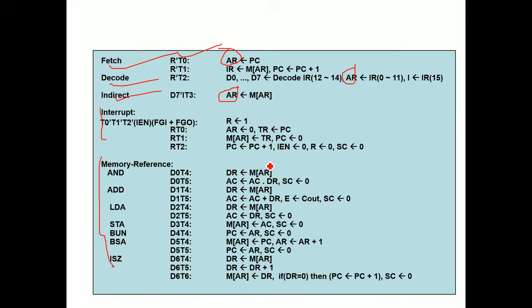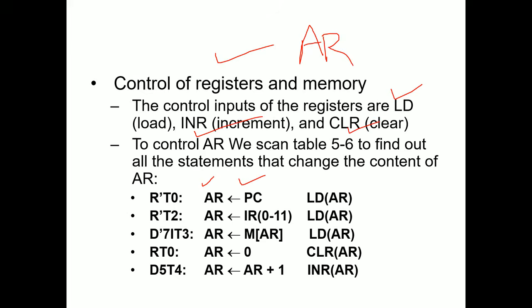So what is the first one? R'T0, AR ← PC, next R'T2. So likewise several instructions are there, and I have written all those instructions. So R'T0 is the control function. This is the micro operation, a register transfer statement: PC → AR.